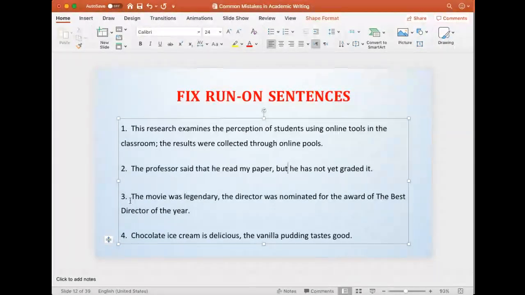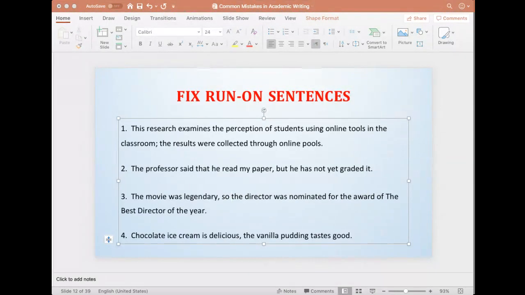Could be another way. The movie was legendary. The director was nominated for the award of the best director of the year. So here, this comma is making a problem. Yes, I would use a coordinating conjunction. Exactly. So this is a relationship of cause and effect. Okay, or a semicolon also could work. So semicolons sometimes do work interchangeably with coordinating conjunctions.